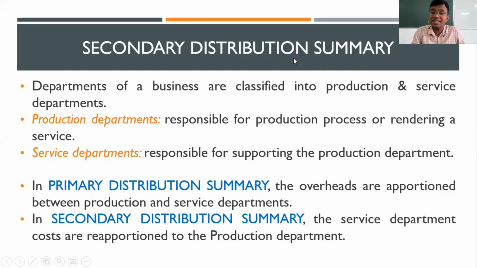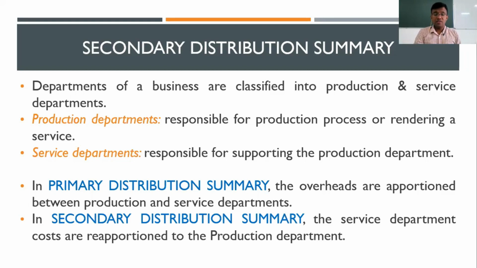Now, why is this done? Because service departments do not have the capability to absorb the overheads. They are not revenue generating in nature, so they do not have the bandwidth or the revenue to absorb whatever overhead share is assigned to them. So this is the reason why we prepare the secondary distribution summary. It is prepared to reapportion the share of overhead assigned to the service departments back to the production departments. Why is it coming back to the production departments? Because production departments are the ones who are generating revenue.